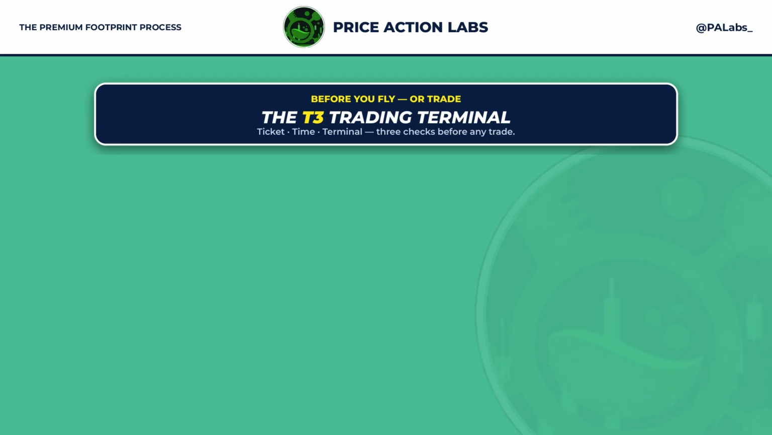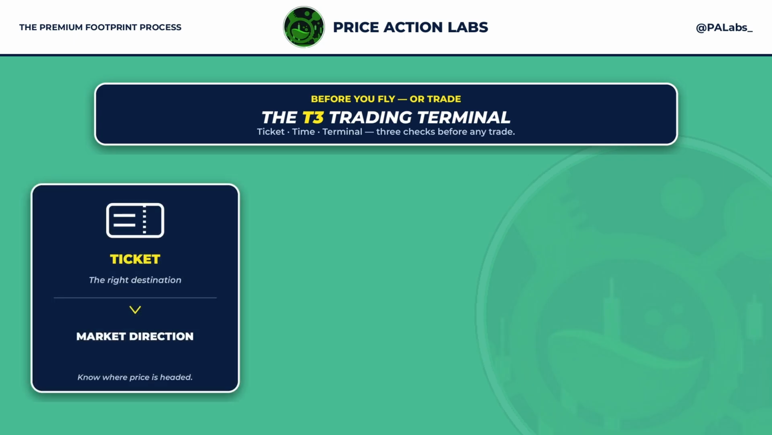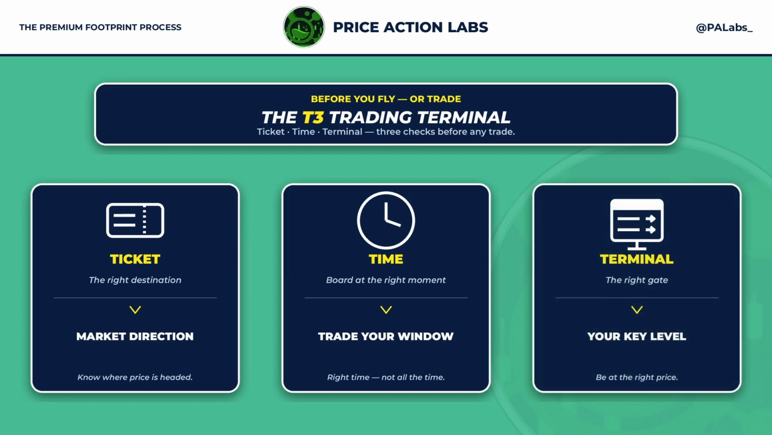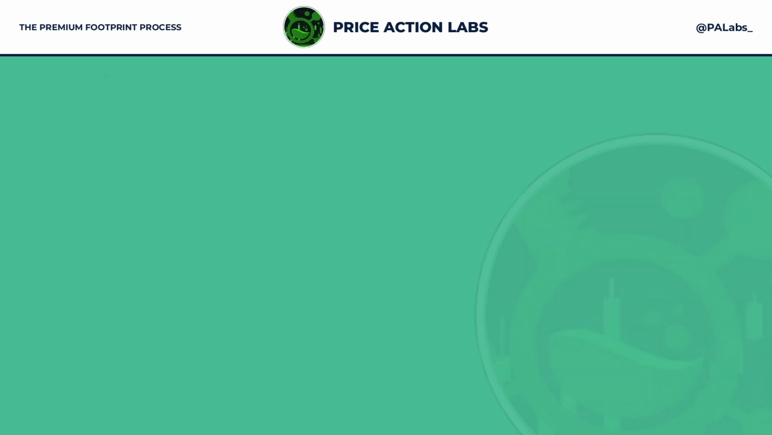And so the T3 trading terminal is essentially, I want you to remember this: time, ticket, and terminal, or it should really be terminal, ticket, and time. So you want to have the right ticket to make sure you're going in the right direction, the overall market direction. You want to have the right times. You want to make sure you're trading in the right session, within the session, right? 9:30 to 10, 10 to 10:30, 10:30 to 11. And then terminal, making sure you're actually going in the right lane, the right direction, right? Just remember terminal, ticket, and time. Or you can remember them in any order, right? Terminal, time, ticket. You want to have the right direction, the right time, and the right place.